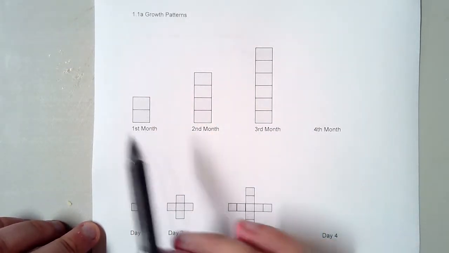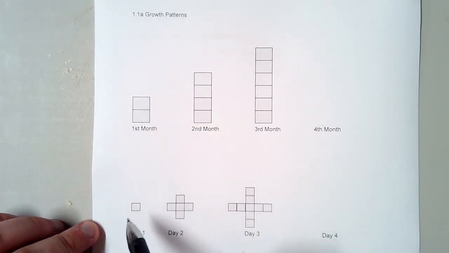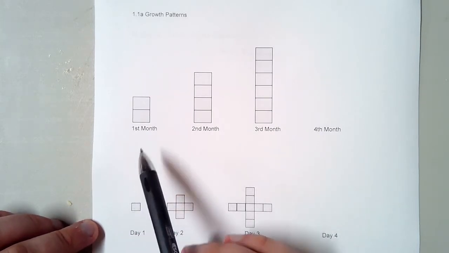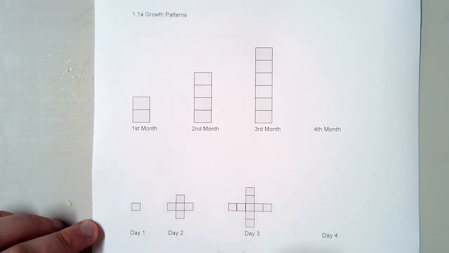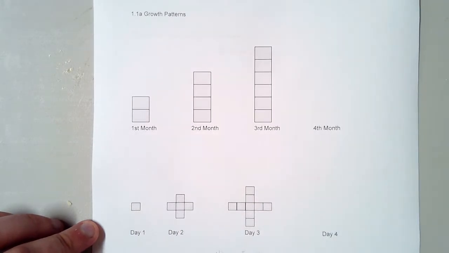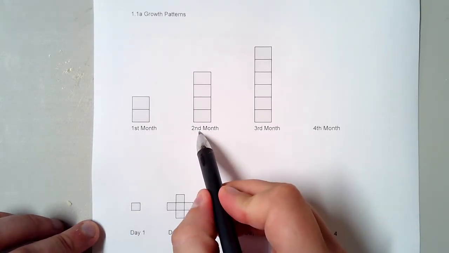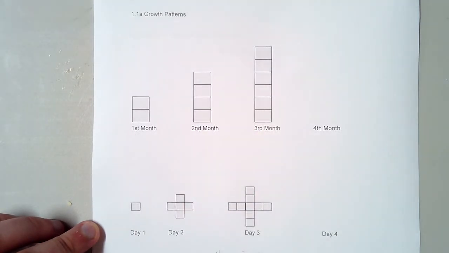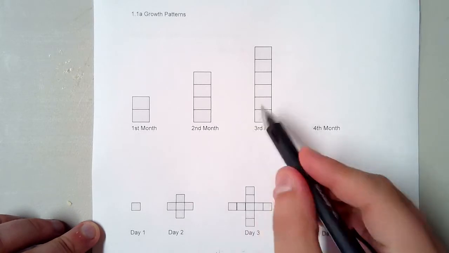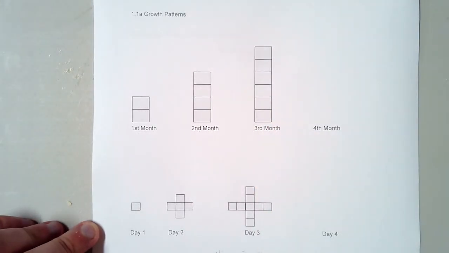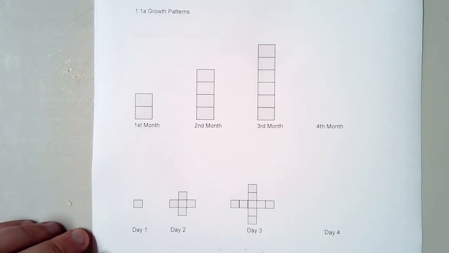In this situation, we have a construction company, and this construction company is building a new building in Portland. And in 1 month, that construction company can build 2 levels of this building. In 2 months, they can have 4 levels of this building built. And in the 3rd month, they can have 6 levels of this building built. And so what we're going to be asked to do is to find out and draw what the 4th month would look like.